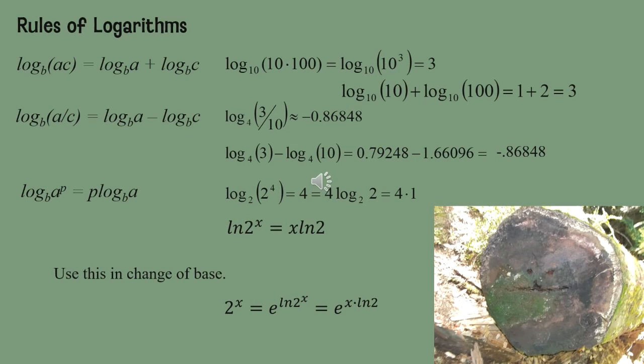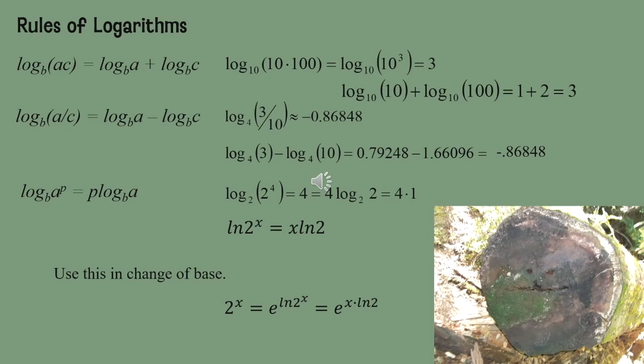Well, think about the definition of log. Log base 10 of 10 is 1, and log base 10 of 100 is 2. 1 plus 2 is 3. But 10 times 100 is 1,000, or 10 cubed. So you could also see from the very beginning that log base 10 of 10 cubed should equal 3. So that's a very nice illustrative example of why that rule holds true.